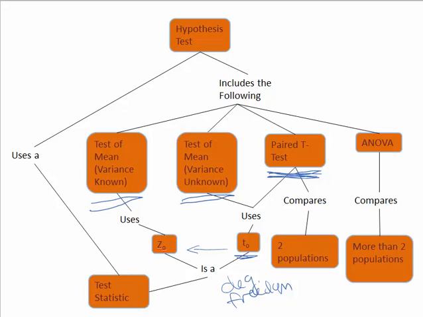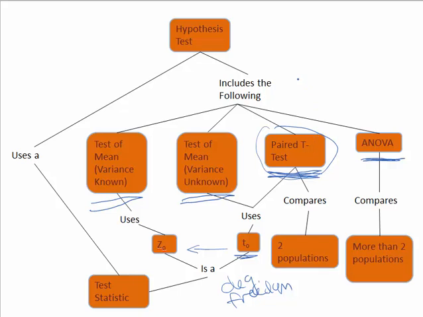The last thing we're going to do is ANOVA, or analysis of variance. And essentially this is the same thing as this, except it allows us to make comparisons using 3 or more populations.